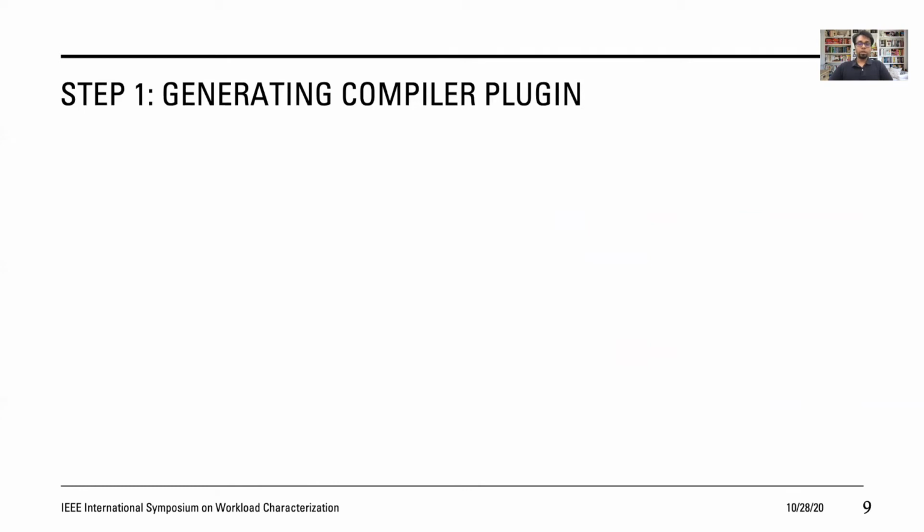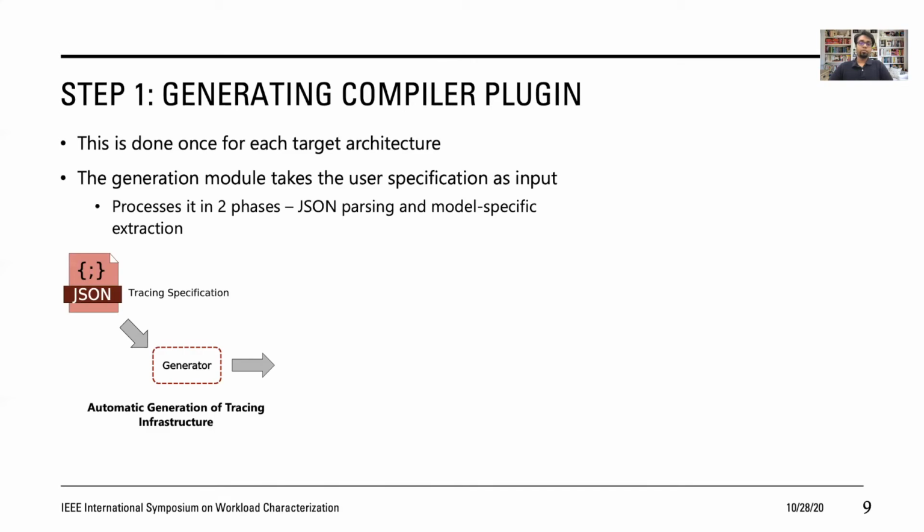Once we have the inputs ready, the first step is to generate the compiler plugin based on the specification file. This is an automatic step and is run once per the target architecture. The model generation script takes the user specification file as input and processes it in two phases, namely the JSON parsing phase and the model-specific extraction phase. This step generates the compiler plugin that performs program analysis and code generation, and also the trace library itself that interacts with the instrumented binary and thus generates the traces into the trace files.